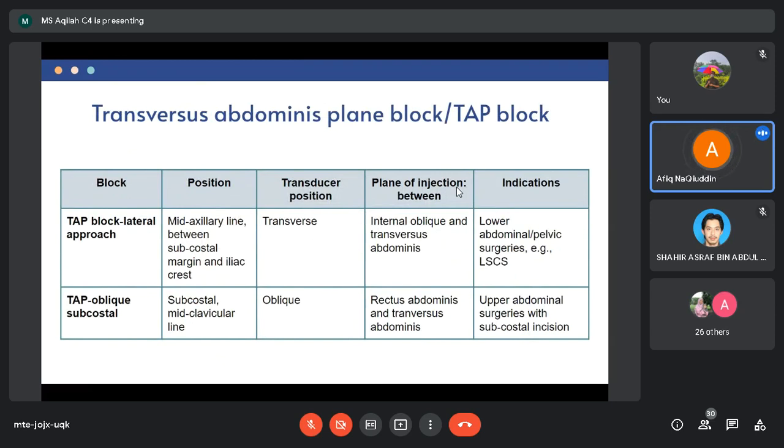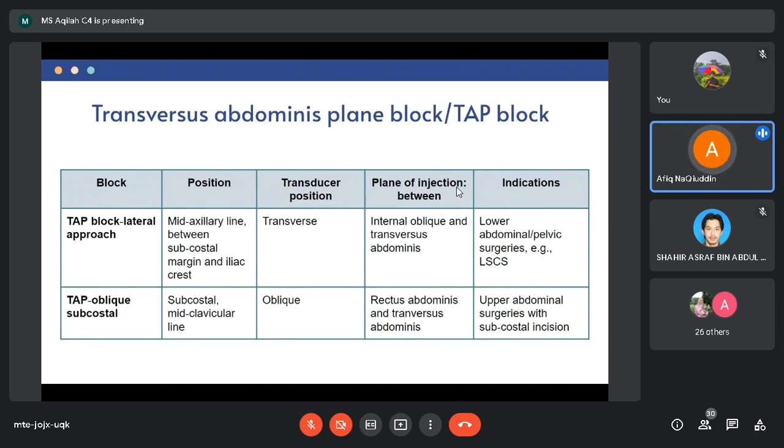Okay, then we have also the quite common block that we see in the OT, which is the transversus abdominis plane block or TAP block. For this TAP block, we have several approaches. The first one is the lateral approach. It is in the mid axillary line between the subcostal margin and the iliac crest. The transducer is put in the transverse position. The plane of injection is between the internal oblique and the transversus abdominis muscle. Because it usually involves the lower part of the body, it is indicated in lower abdominal or even pelvic surgery, for example lower section caesarean section.